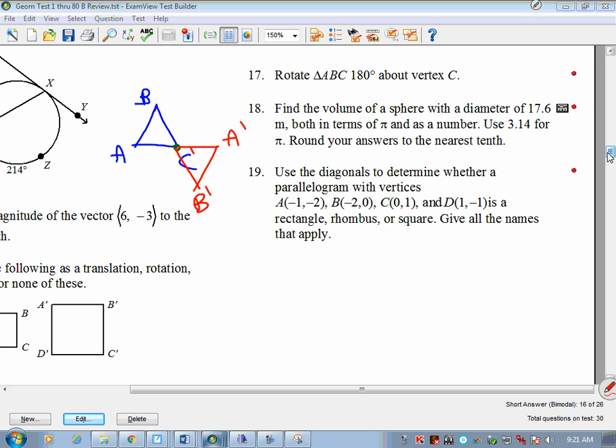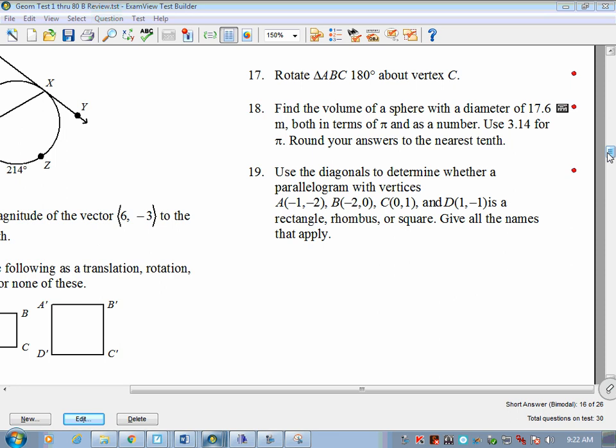That's 180 degrees of rotation about vertex C. Okay, does that make sense? All right. So you have to understand degrees of rotation and point of rotation. And I don't know what the answer key looks like on that. It should look similar to that. Okay? Number 18, find the volume of a sphere that has a diameter of 17.6 meters, both in terms of pi and as a number, using 3.14 for pi. Round your answer to the nearest tenth.